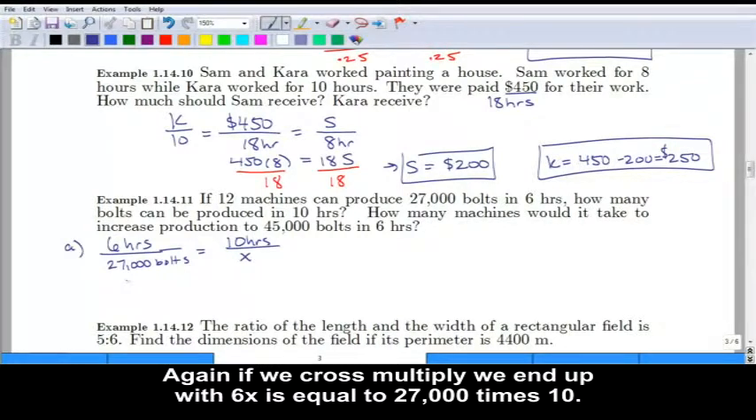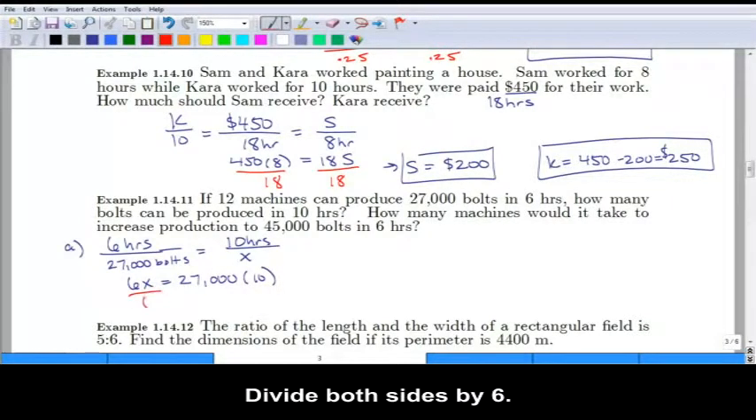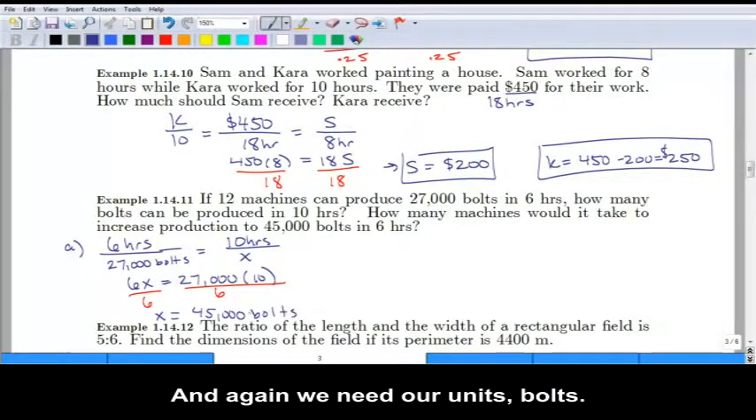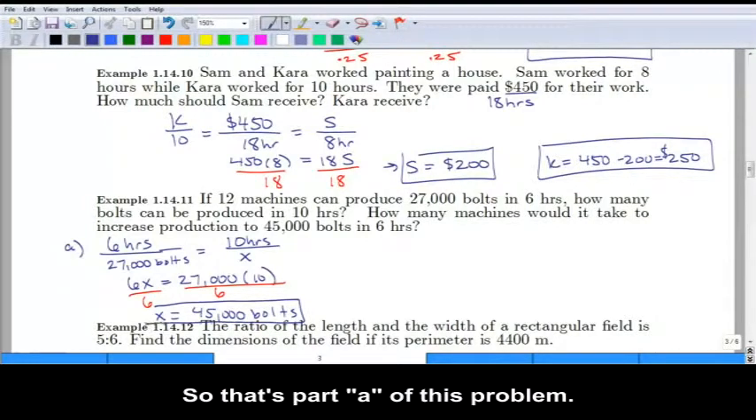Again, if we cross multiply, we end up with 6x is equal to 27,000 times 10. Divide both sides by 6, and we end up with x being 45,000. And again, we need our units, bolts. So that's part A of this problem.